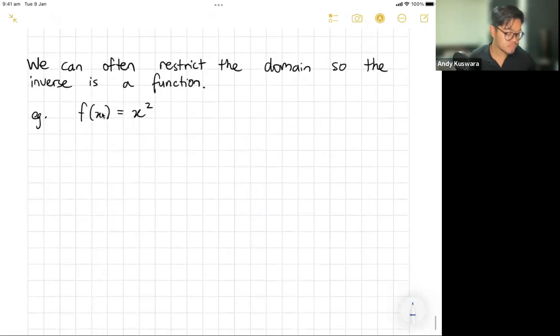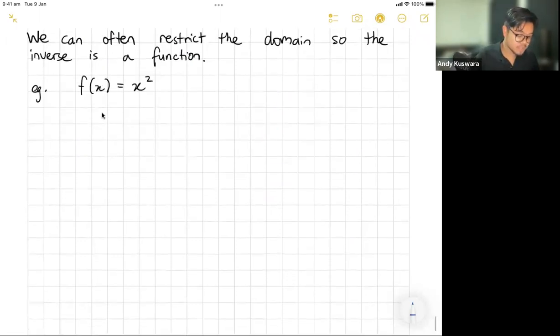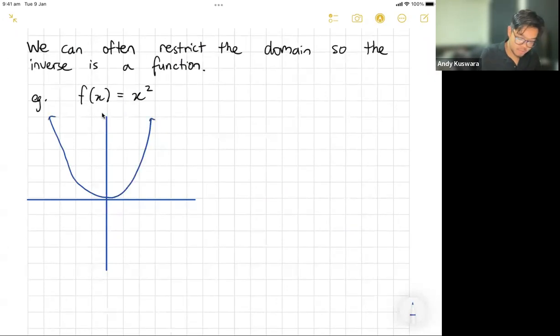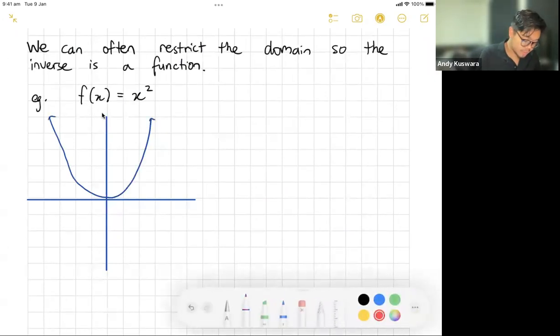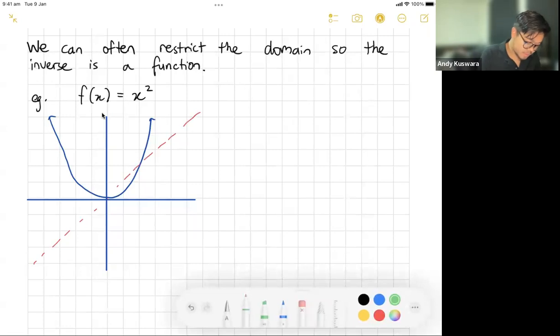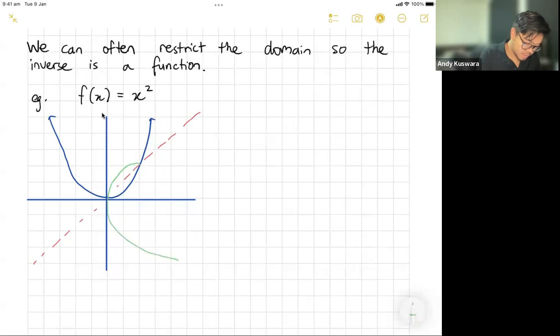Now, what we can often do as well is restrict the domain so that the inverse is a function. So let me quickly draw what is actually going on. We have this y equals x squared. It's going to look a little bit like this. And if we were to reflect it against the y equals x line, it will end up looking like this. Hopefully you remember, it goes this way, goes that way.